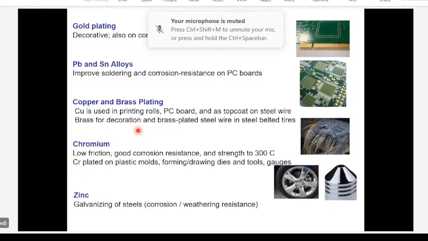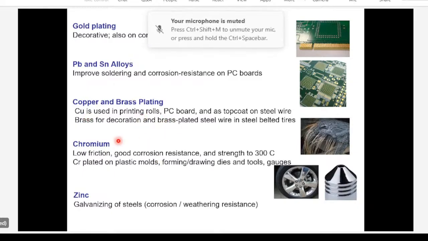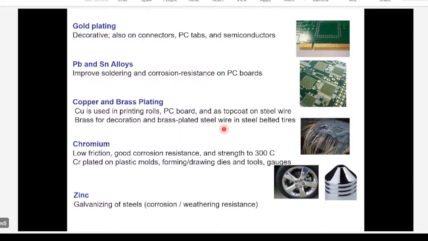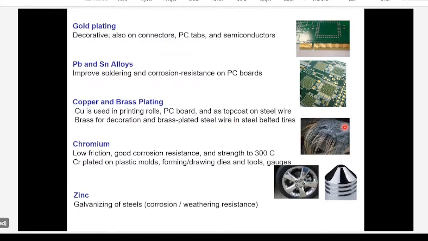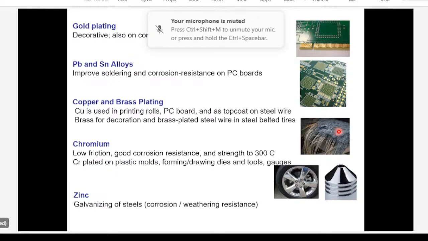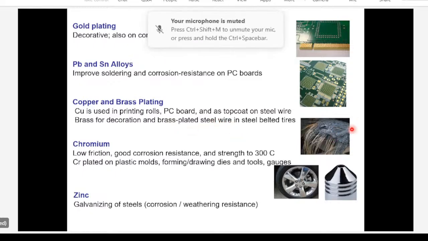Copper and brass are electroplated. Copper is used in printing rolls and PC boards. Brass is used for decoration, but also used as plate on steel wires. Quite often, brass plated steel wires are used to reinforce rubber tires for high strength. And brass is able to bond with rubber better as compared to steel. So steel wire is brass plated for good adhesion with rubber.